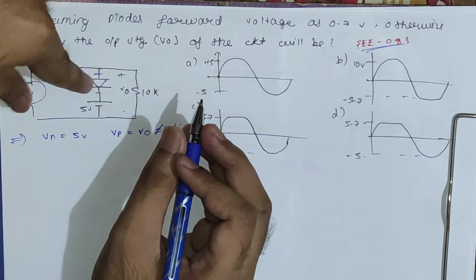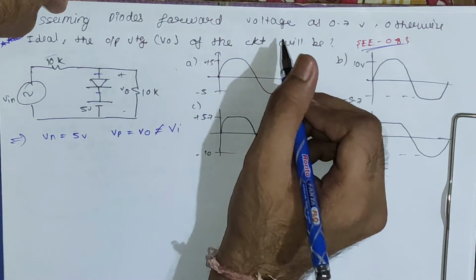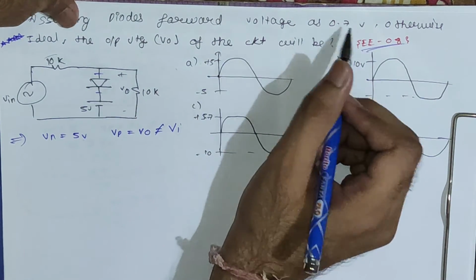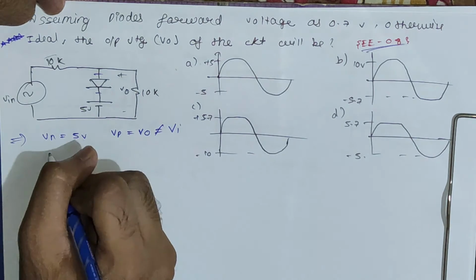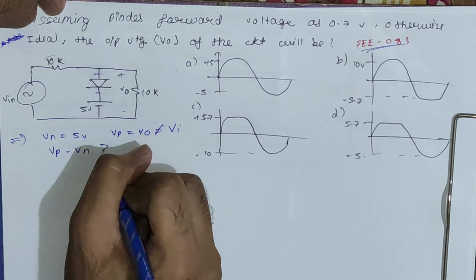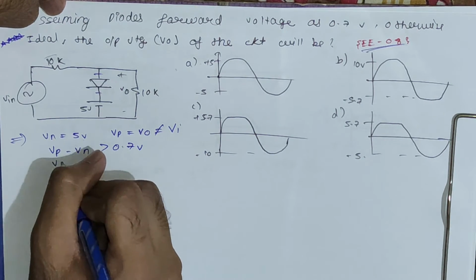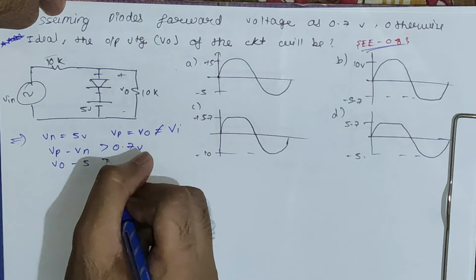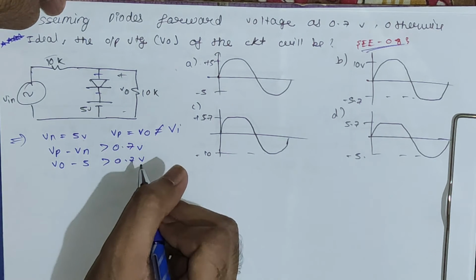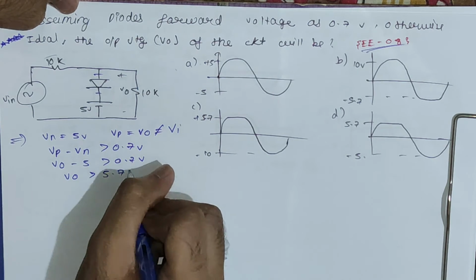Now let's check the condition for the diode to be on. We know this diode has a forward voltage of 0.7 volt, so we have to compare with 0.7 volt. We can say Vp minus Vn should be greater than 0.7 volt. Vp we know is equal to Vo, Vn is minus 5, and this should be greater than 0.7 volt. So we can say for on, Vo should be greater than 5.7 volt.